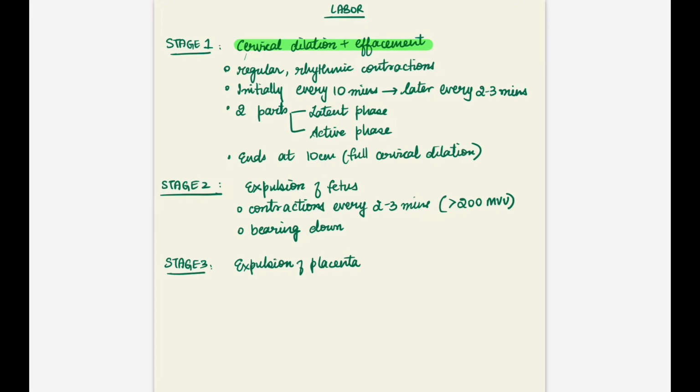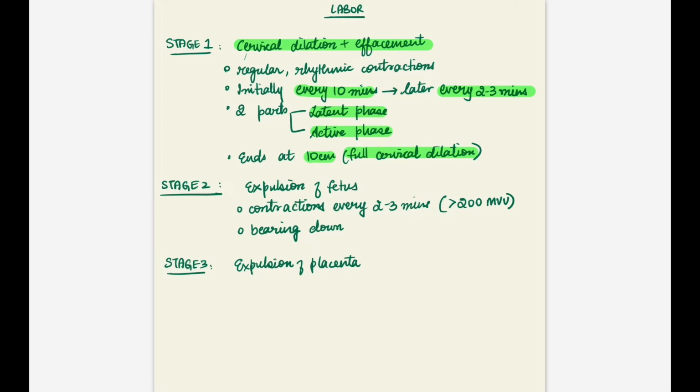So here, what happens in stage one is, when you say onset of labor, it means there are regular and rhythmic contractions, and initially they'll occur every 10 minutes, but later on they occur every 2 to 3 minutes. And there are two phases for stage one, that is a latent phase and active phase, details of which I will be telling in a minute. And stage one begins with the onset of labor and ends at a 10 centimeter dilated cervix, that is a complete full cervical dilation.